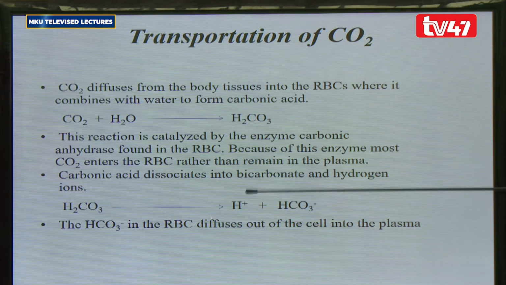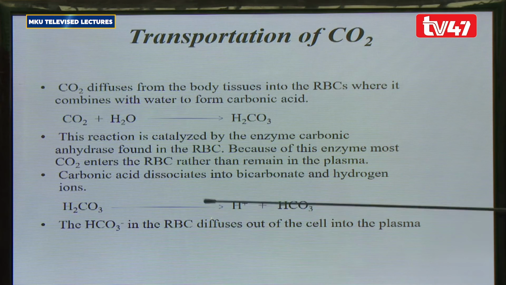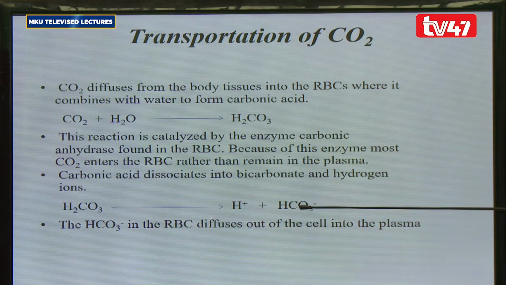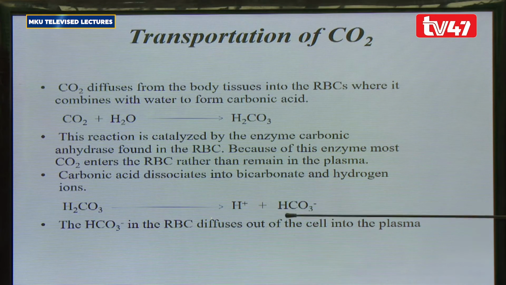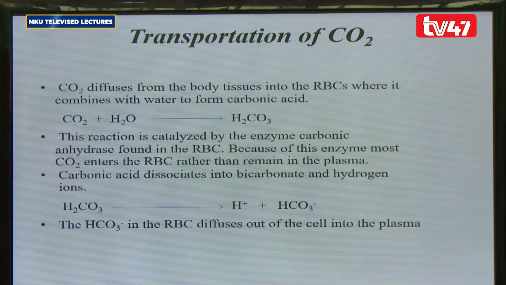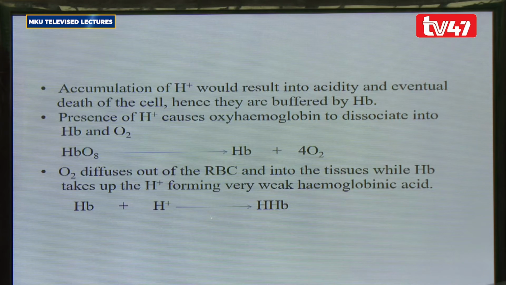Now, the carbonic acid is a weak acid, but it will undergo dissociation to give us hydrogen ions and bicarbonate ions. The bicarbonate ions will diffuse out of the red blood cell and into the plasma, carrying the carbon dioxide with it. So for that reason, we find most of the carbon dioxide is transported in the form of bicarbonate ions. As the bicarbonate ions are carried away, the hydrogen ions are left behind, and they can cause the red blood cell to become acidic in nature.